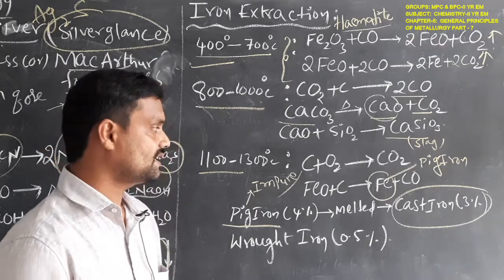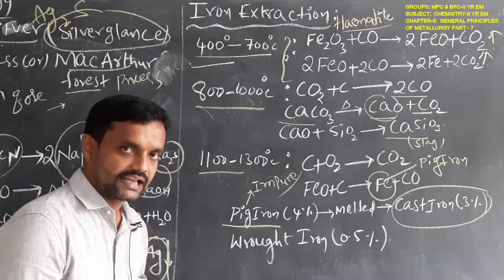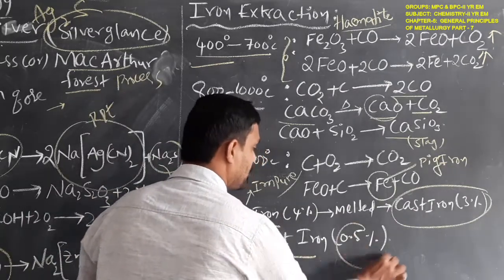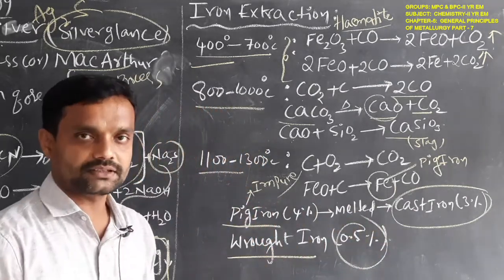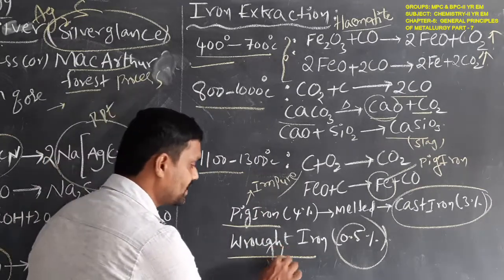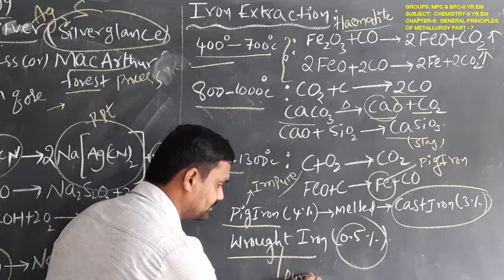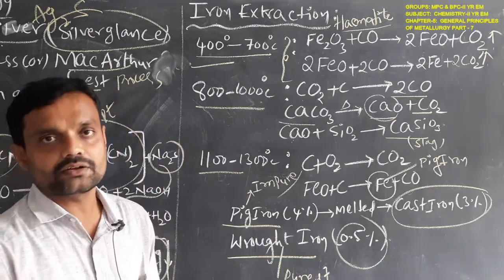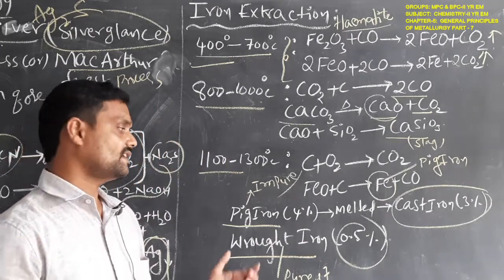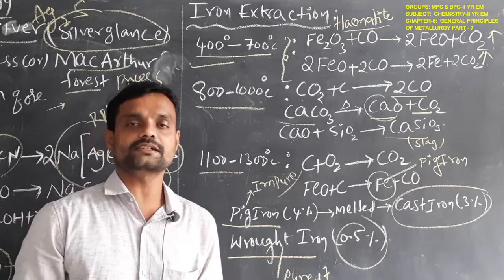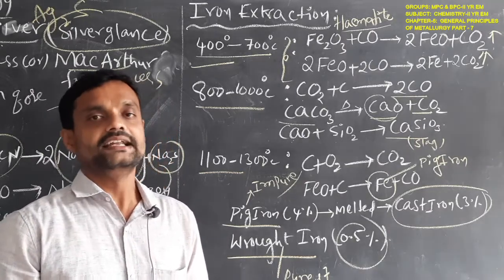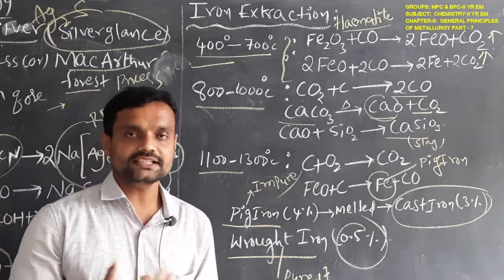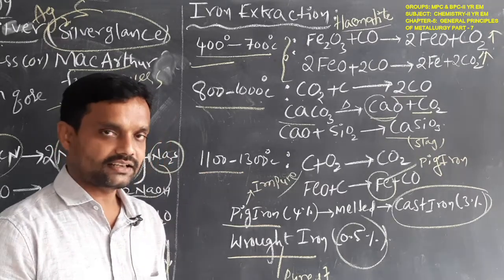So on distillation, finally we get wrought iron. This wrought iron has only 0.5% carbon content. So this is the purest form of iron, that is wrought iron, because it has a very small amount of carbon, nearly 0.5%. So this is the extraction of the iron.